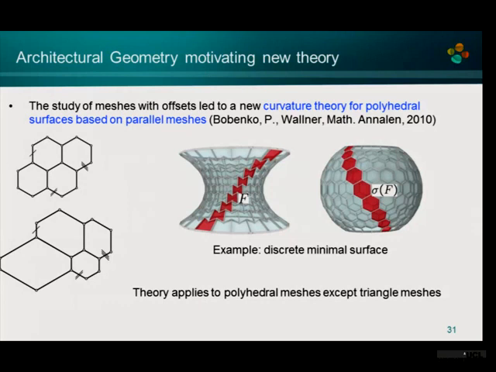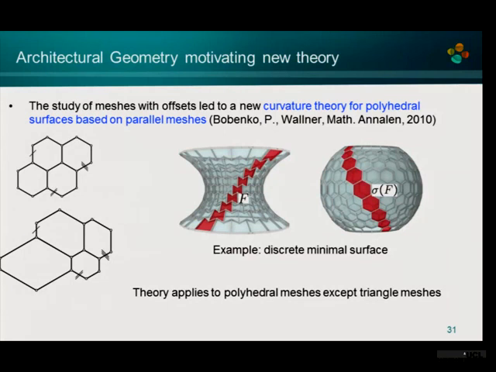And by the way, this theory applies to everything except the triangle meshes, because the theory is built on the concept of parallel meshes, and we call two meshes parallel if they have the same combinatorics. So you have a one-to-one relation between vertices, edges, faces, and so on, and of course the valence is the same. So for example, this edge is parallel to this edge, and so on. Corresponding faces are parallel.